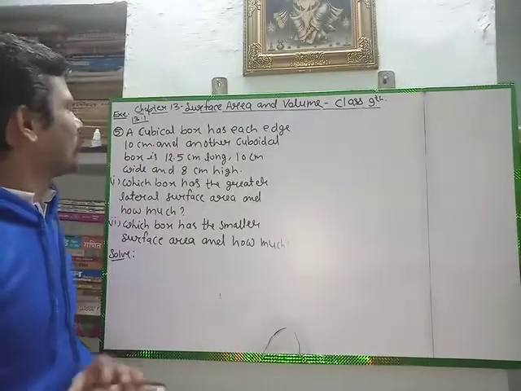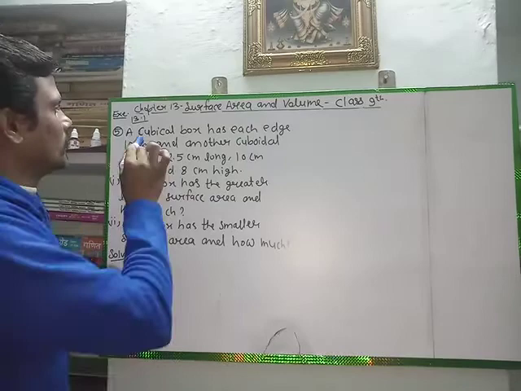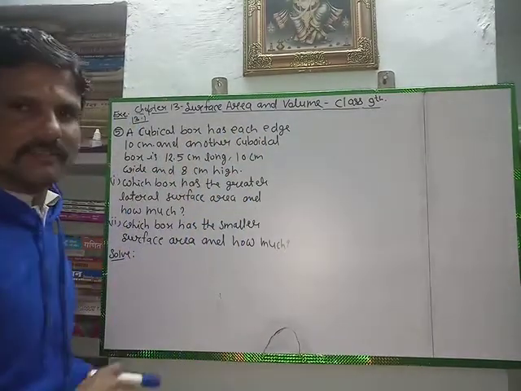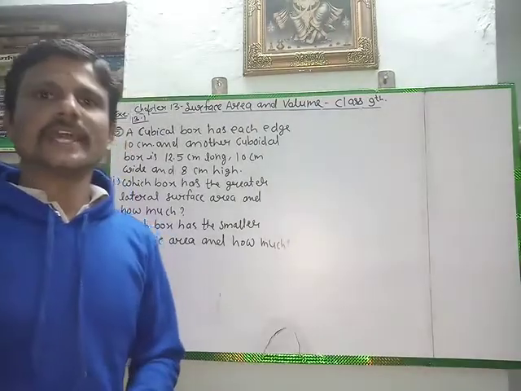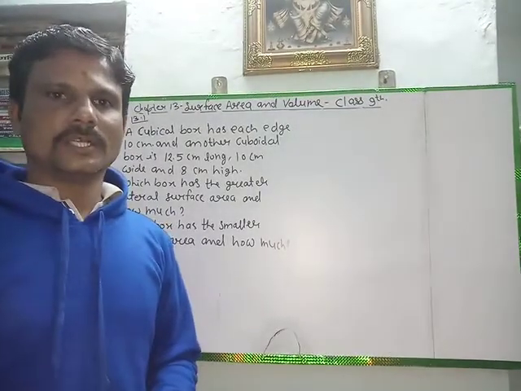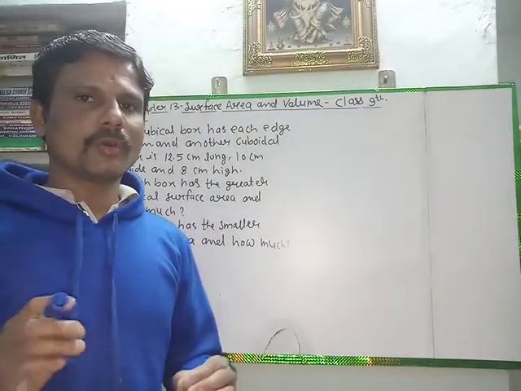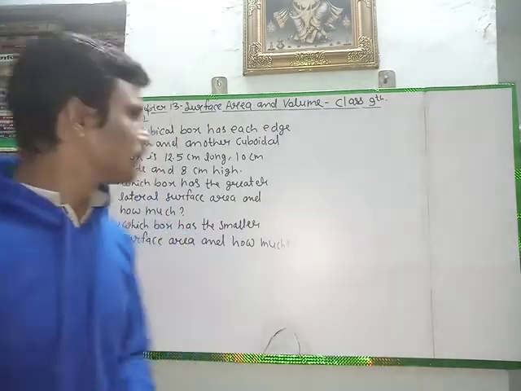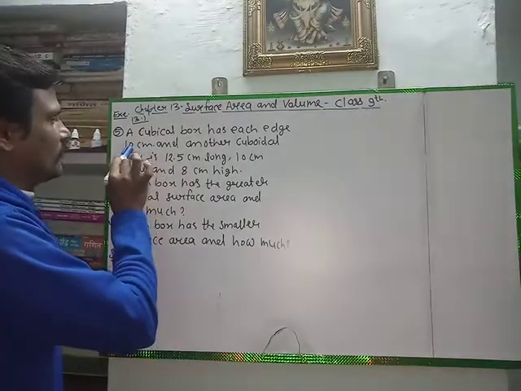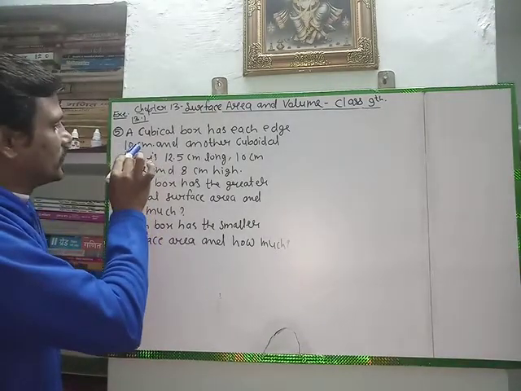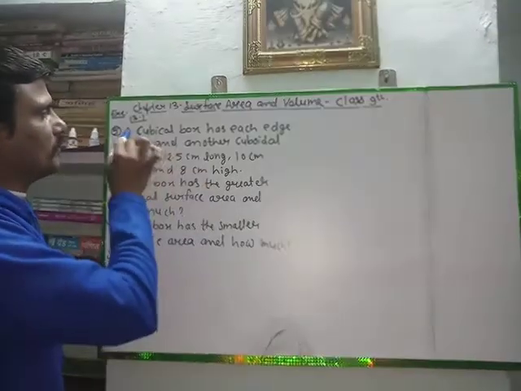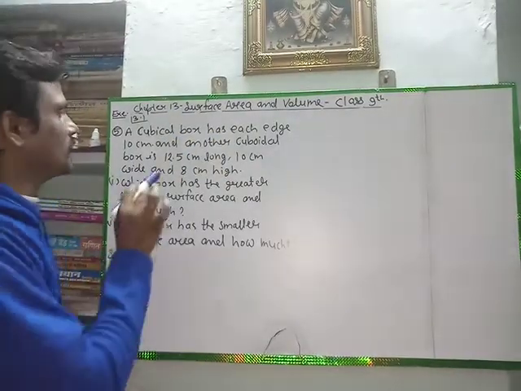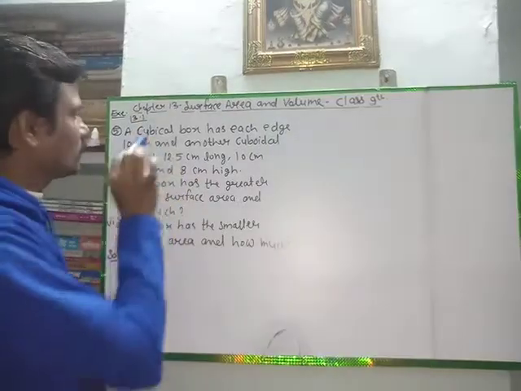Question number 5 of exercise 13.1. A cubical box has each edge 10 centimeter. We know all sides of a cube are the same. यानी कि क्यूब की जो all sides होती हैं, length, breadth and height are same. So length, height and width are 10 centimeter. मीन्स क्यूबिकल है तो only one side is given here. ठीक है, वन साइड ही गिवन होती है उसमें क्यूब में.